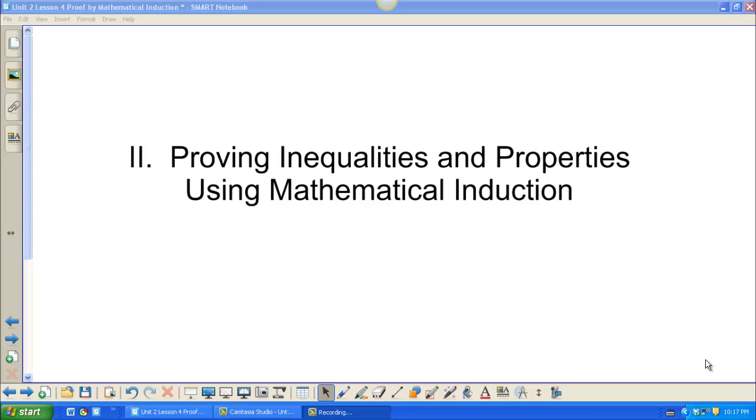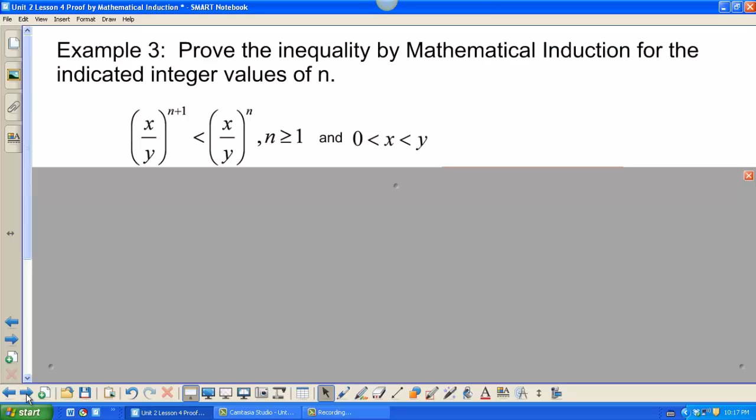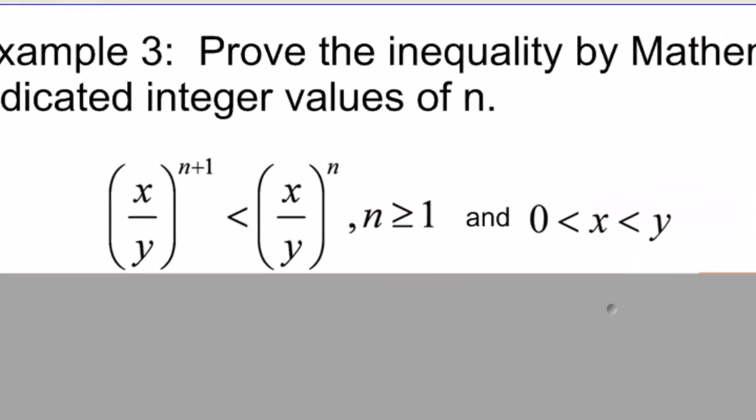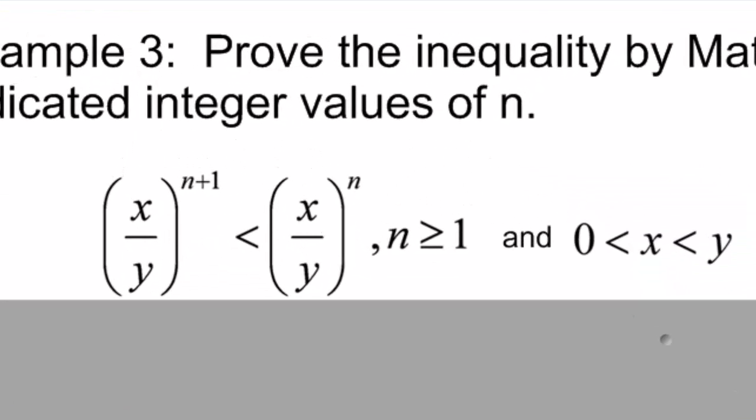Welcome to video 2 on mathematical induction, and we're going to do 3 examples in this video on proving inequalities and properties using mathematical induction. So on example 3 of this lesson, we're going to prove the inequality by mathematical induction for the indicated integer values of n. So you are going to prove that (x/y) raised to the n plus 1 power is less than (x/y) raised to the nth power for all n values that are greater than or equal to 1. We have the caveat here that your x is between 0 and y.